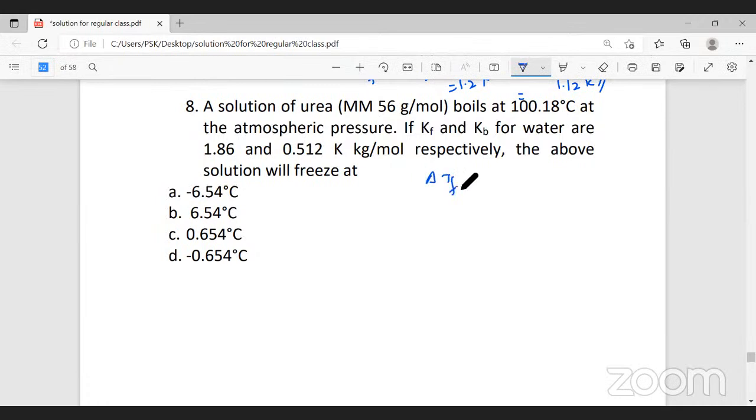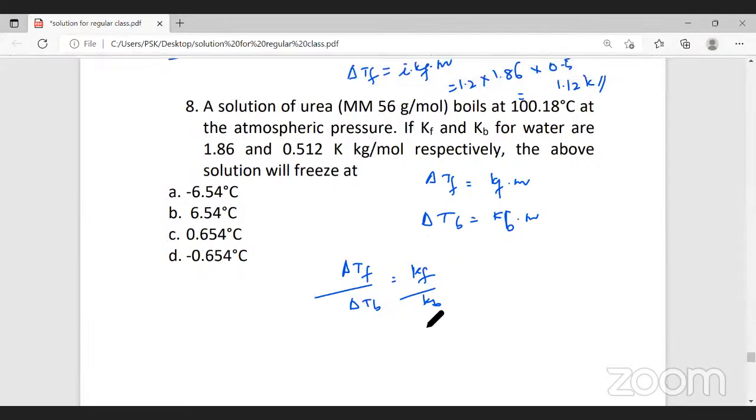You should remember delta TF is equal to Kf into molality. Likewise, delta TB is equal to Kb into molality. So the concentration is the same. So therefore, we can write delta TF by delta TB is equal to Kf divided by Kb. You know what Kf and Kb are? Kf is the molal depression constant. Kb is the molal elevation constant. Now they're asking you to calculate the solution freezing point. So delta TF will be equal to Kf into delta TB divided by Kb.